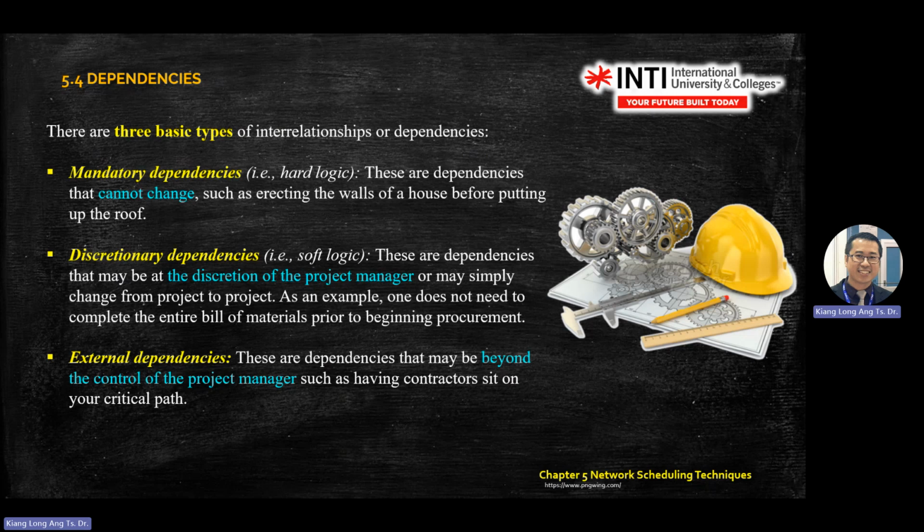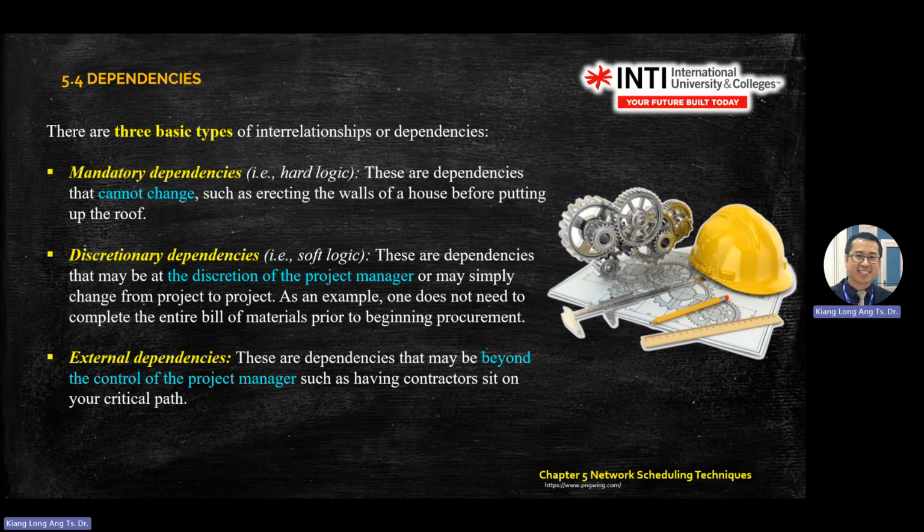Second one is a more flexible one. It's called discretionary dependency. We call it soft logic. This one depends on the experience or decision of the PM, the project manager. Sometimes it's like when you're cooking, some people like to put in salt first. Some people like to put in something else first, right? So this one is called discretionary dependency. The sequence actually does not affect the output. I mean that whether you put A first or B first, it doesn't affect the final product.